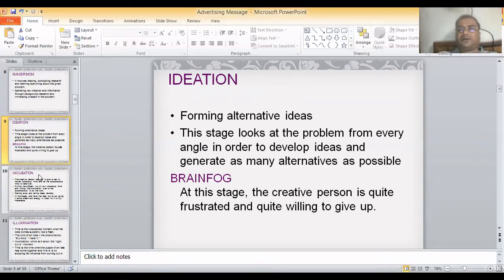Now, brain fog is the stage where basically the creative person is almost done with it, and he's like, okay, I'm quitting. So this, as the name suggests, is where the clarity in the brain is gone. There is a lot of confusion, and he is quite frustrated.